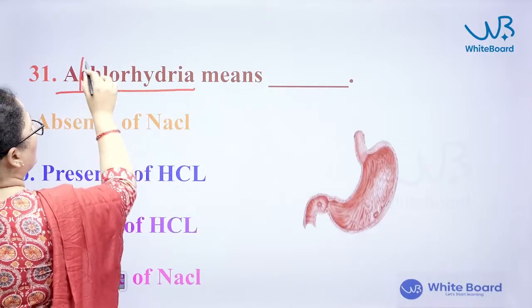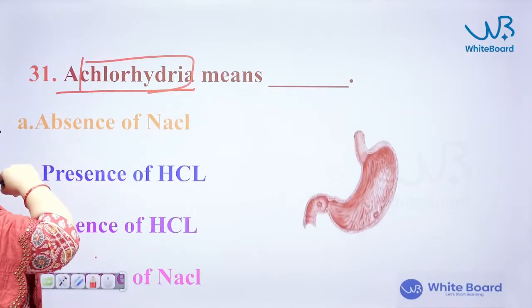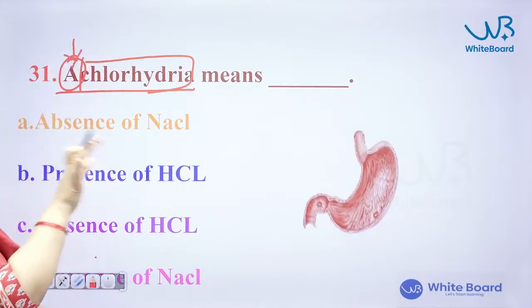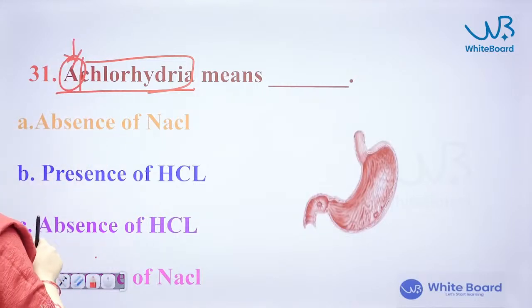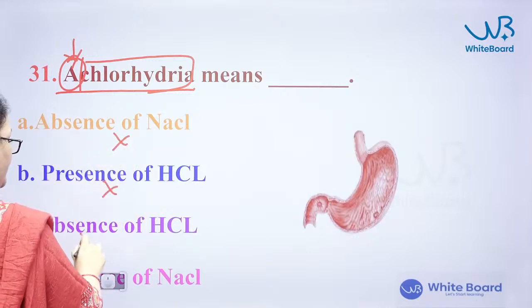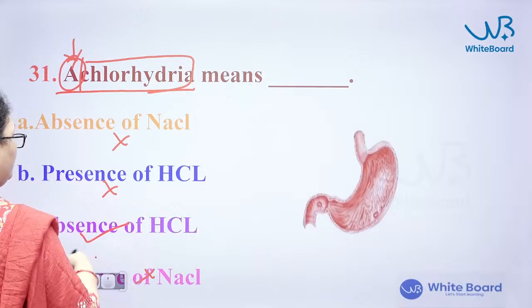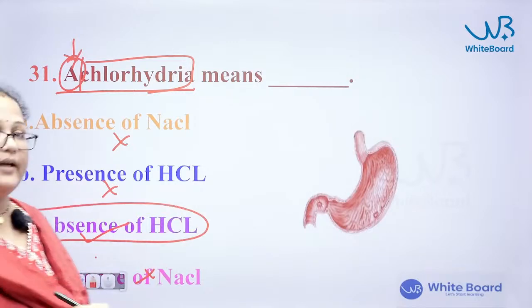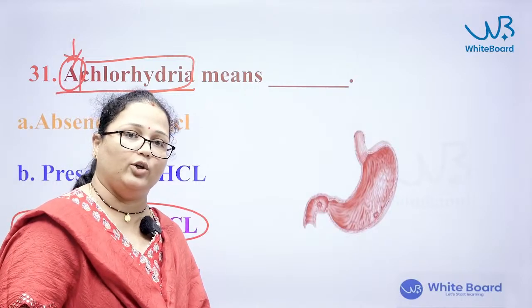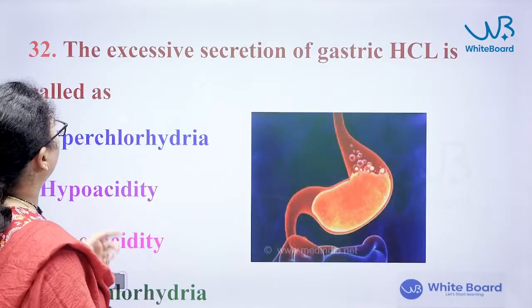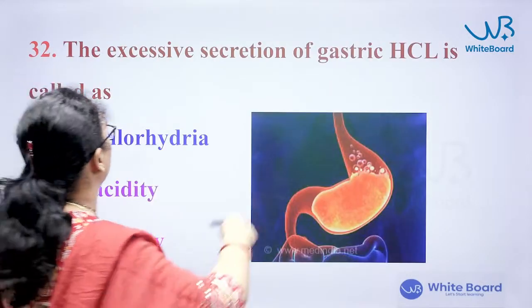Achlorhydria, okay. Chlor is nothing but the presence of hydrochloric acid. A means removal or less. So, what is the correct answer? Absence of NaCl, no. Presence of HCl, no. Absence of HCl, correct. Presence of HCl, no. NaCl. So, achlorhydria means if there is a decreased secretion of hydrochloric acid in your stomach, then it is known as achlorhydria.